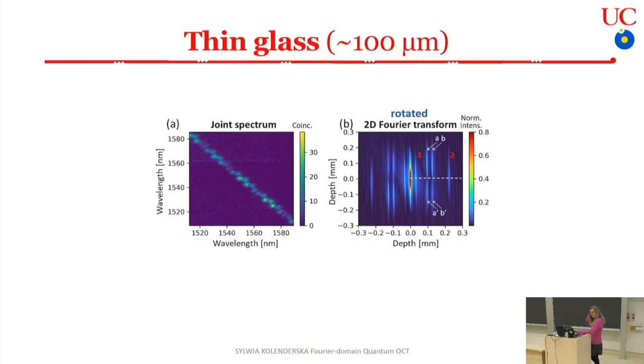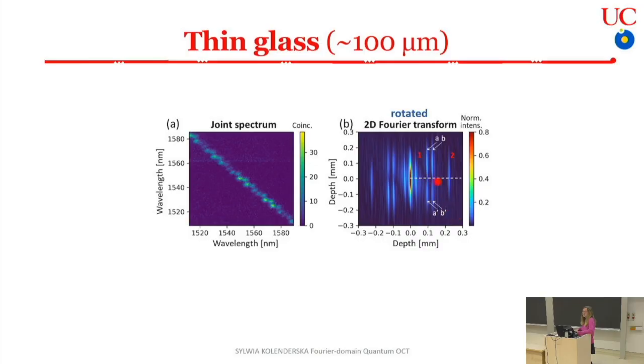Okay, so let's look at more complicated objects. In this case, a thin glass, the joint spectrum starts to look more complicated. The two-dimensional Fourier transform as well. We can see 1 and 2. This is the structure, so the first interface, the second interface of the glass, and A, B, which is like a mirror image.